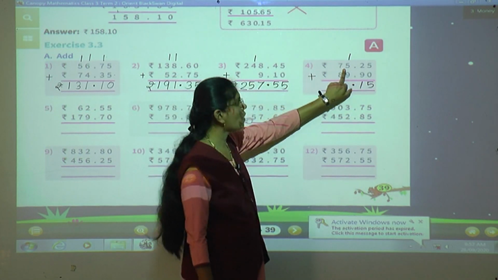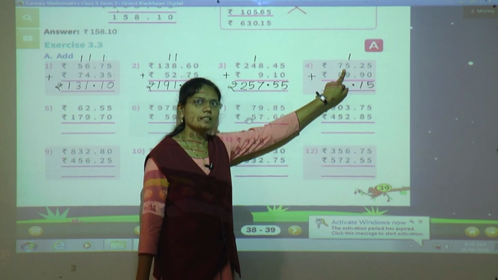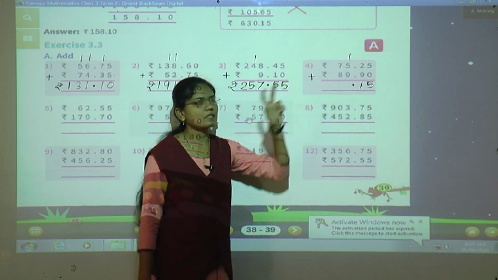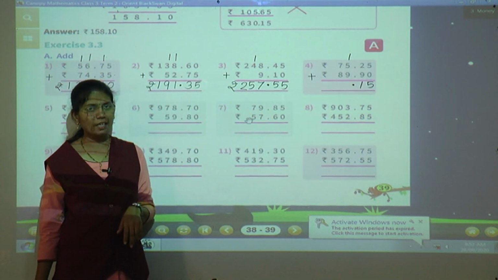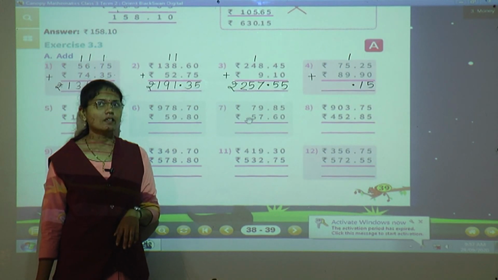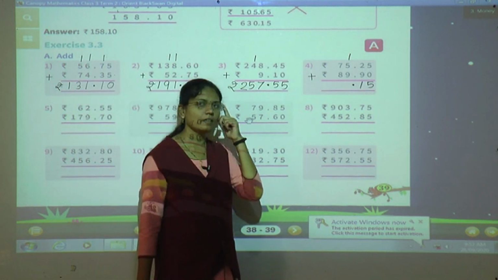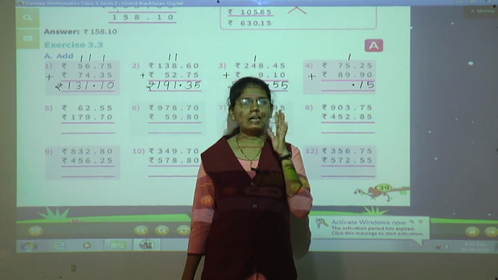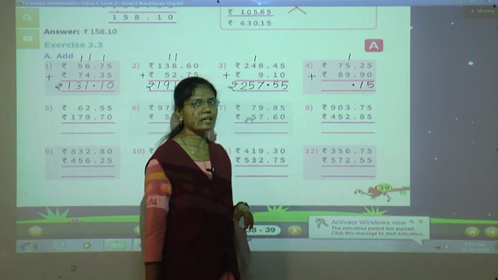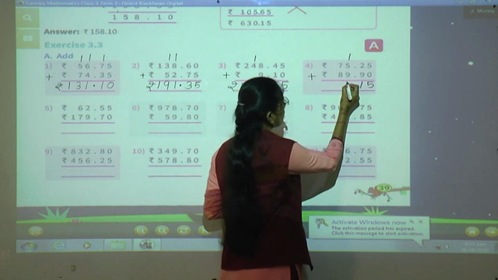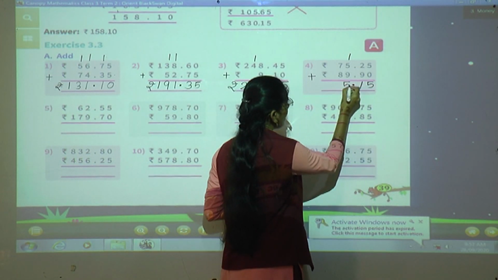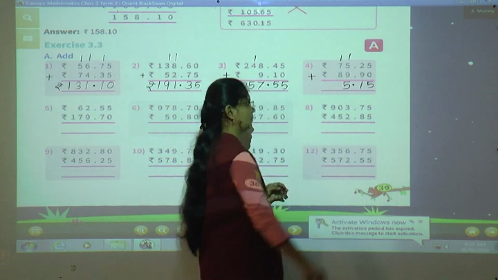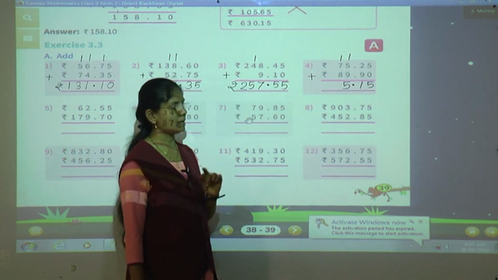Here 1 plus 5, 6. 6 plus 9. Keep 6 in your mind, and for 9, show your 9 fingers. After 6 you have to count your 9 fingers. So 6 plus 9, yes, 15. Correct. So what will you write here? 5 and 1 as a carry to the next place.